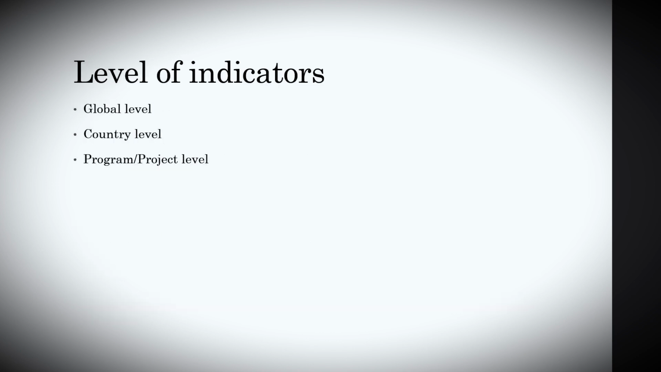Then let's move to levels of indicators. There are 3 types of levels of indicators. The first one is global level. The second one is country level, and the third is the project or program level. For example, in the recent COVID-19 pandemic, we had global level indicators, country level indicators, then project program level indicators.